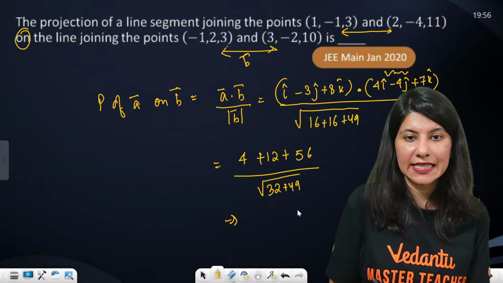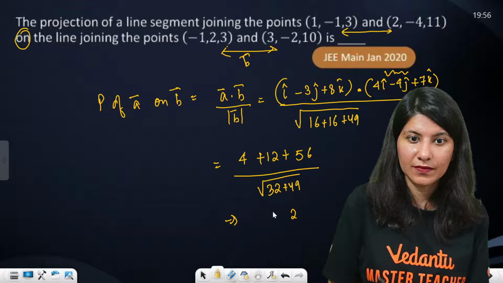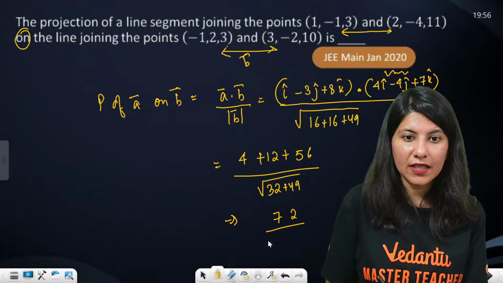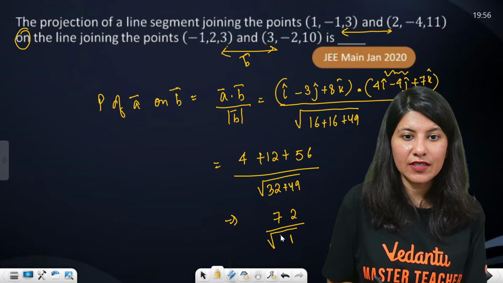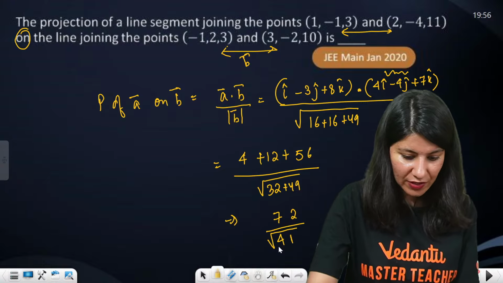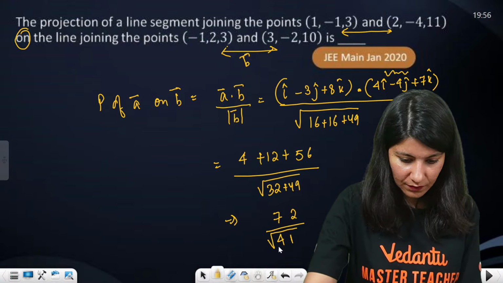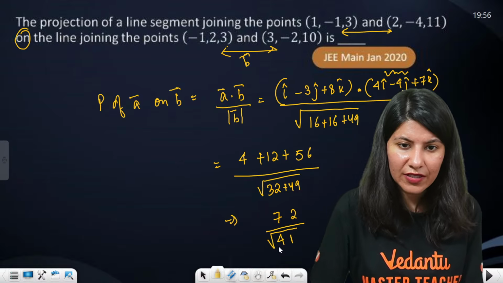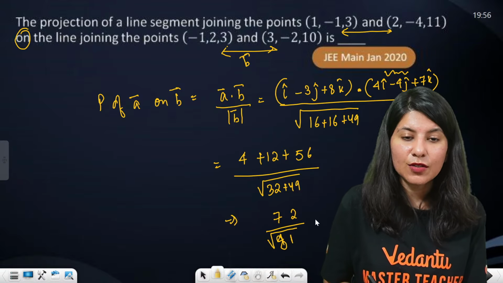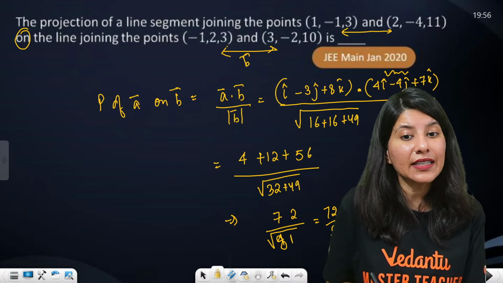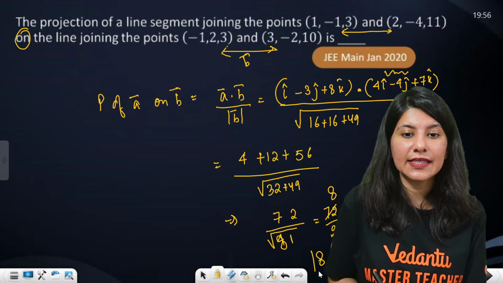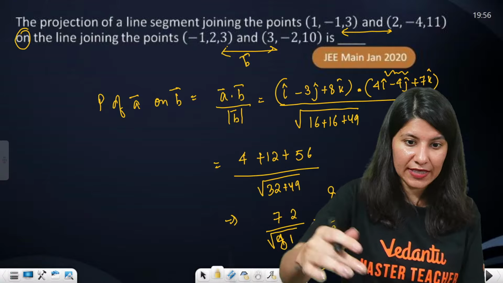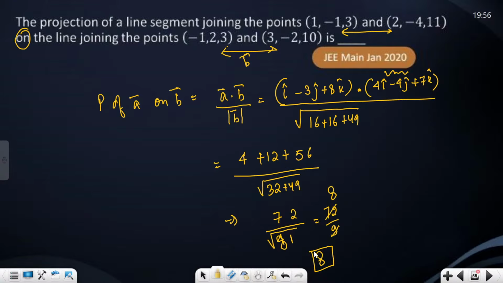This is 16, 72 by square root of 81. This is 81, correct. So this is 72 by 9. 9 eights are 72, so 8 is the answer. 8 is the projection. Right, 8 will be the final projection.